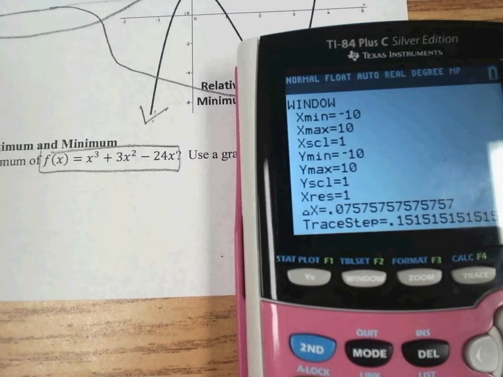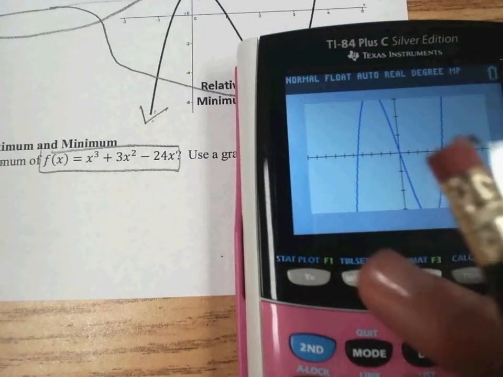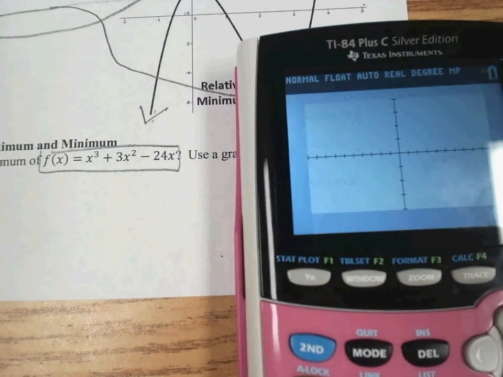So I'm actually going to stretch that to, let's try y minimum of negative 30, y maximum of 30. Sometimes you just have to trial and error, see what works. So I put the scale at 10. Oh, didn't quite get it, but we're getting closer. So let's go back to our window. Let's try 40. Negative 40 and 40. Let's see if we got it. There we go.